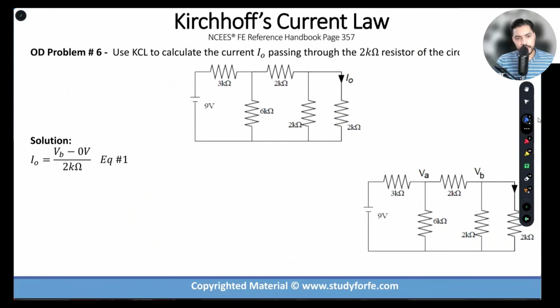So can you guys see that if I throw a virtual ground over here, and I call this node B, that the current I naught is equal to VB minus 0 divided by 2K?